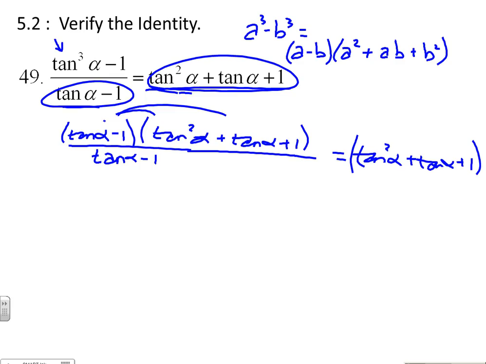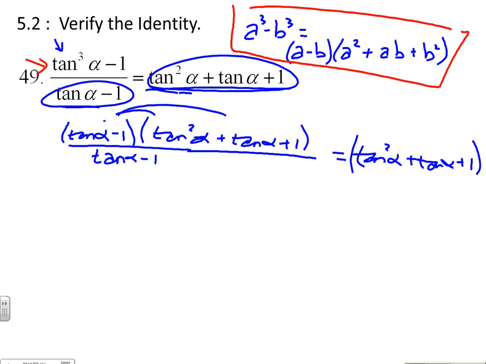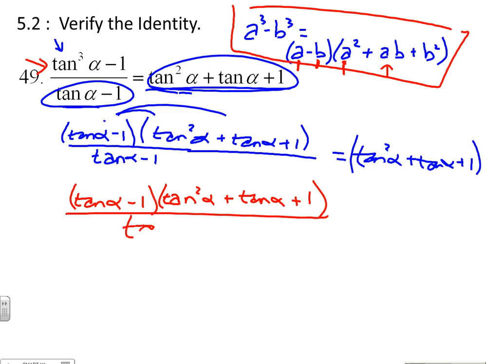Well, let's take a look. If we weren't approaching it that way and we were fully equipped, as I said, to handle this, then tangent cubed fish minus 1 becomes tangent fish minus 1 times tangent fish squared, plus ab, that's tangent fish times 1, plus 1 squared, all on tangent fish minus 1.